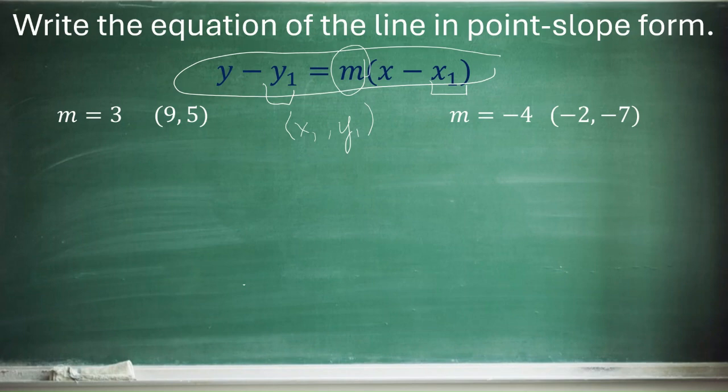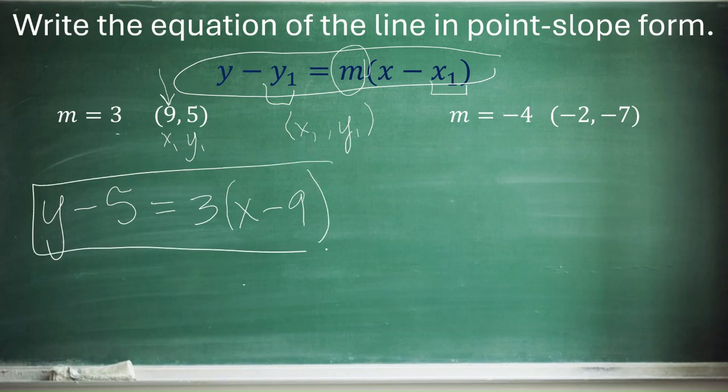In this example, we are going to write the equation of our line where the slope is 3 and it's passing through the point (9, 5). Everywhere I see x sub 1, I'm going to plug in 9. Everywhere I see y sub 1, I'm going to plug in 5. So here we go: y minus my y sub 1 value, which is 5, equals my slope, which is 3, times the quantity x minus my x sub 1 value, which is 9. And this is our equation in point-slope form.